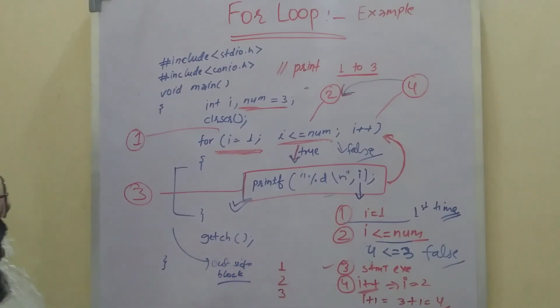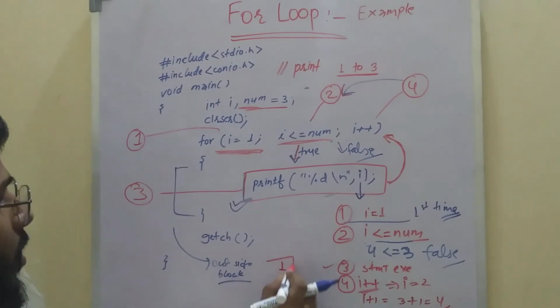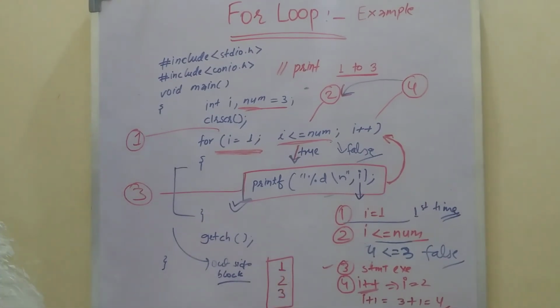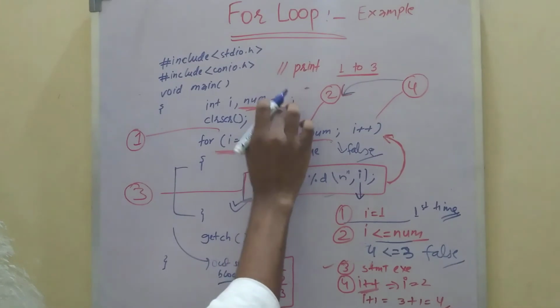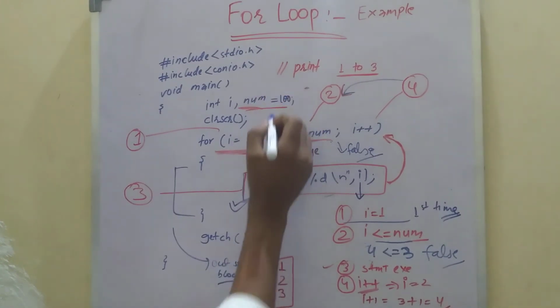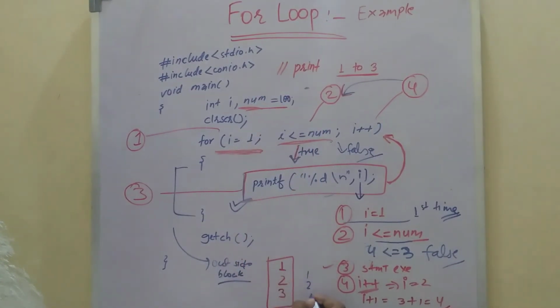So how many numbers do I have? I have the numbers 1 2 3, so it will print only 1 2 3. If I want to print up to 100, I will give 100, and it will print 1 2 3 up to 100. I will not have to write 100 lines of code. If I want to print a name 100 times, I don't have to write it 100 times. This is the main advantage of the for loop.